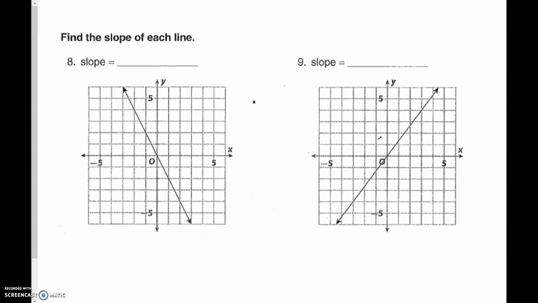Find the slope of each line. All right, so there are no exact points labeled on here, so I need to see exactly where it's going through, and it looks like it's going through there and there. So remember, slope is rise over run. So we are rising 2 and going over 1, and because it's to the left, it's a negative 1. So this slope, 2 divided by negative 1, is a negative 2.